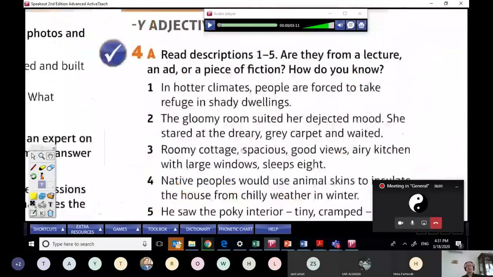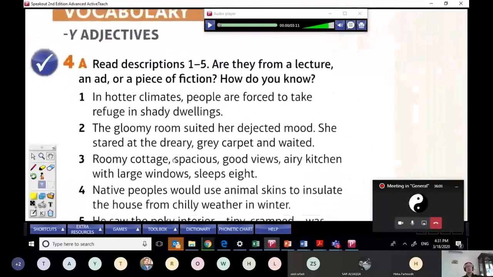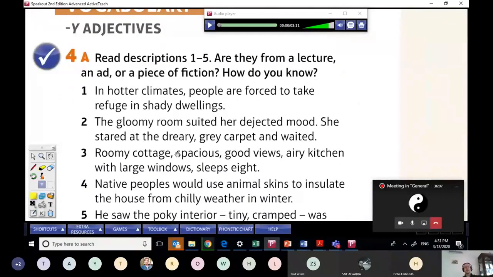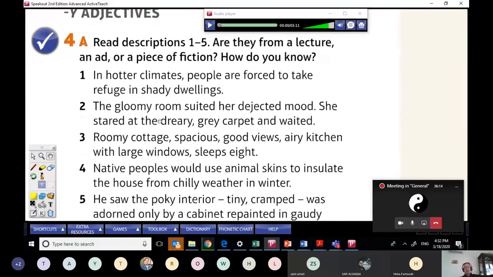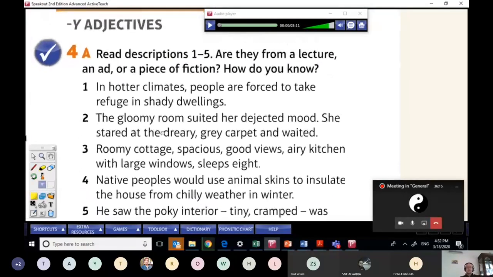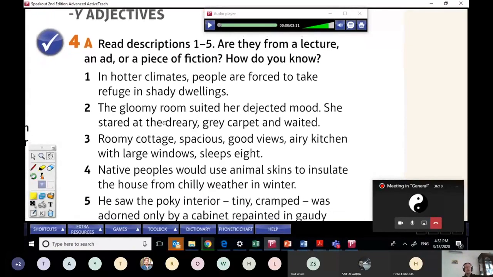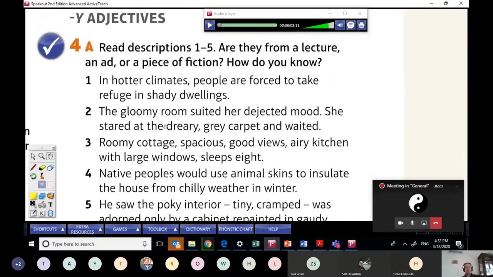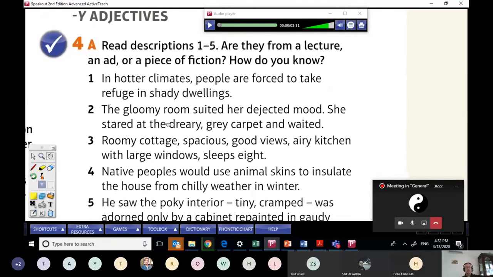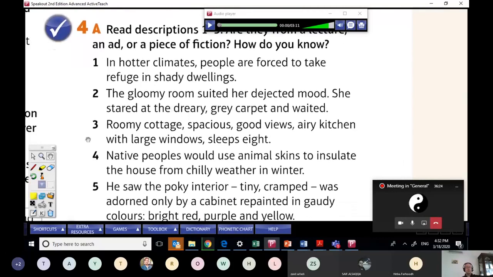Now we're going to do a quick vocab lesson. This is just a little bit of a weird vocab lesson. They're talking about adjectives that end in Y. There aren't a lot of adjectives that end in Y, but I don't know why they decided to pick particularly these words. Let's look at these. Okay.